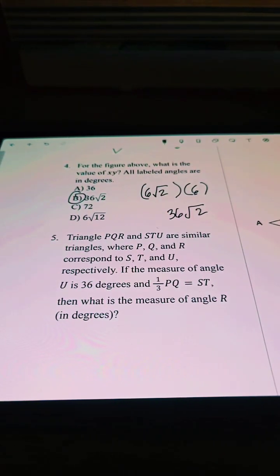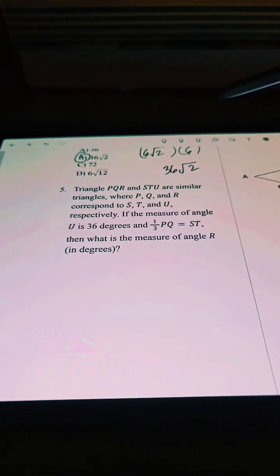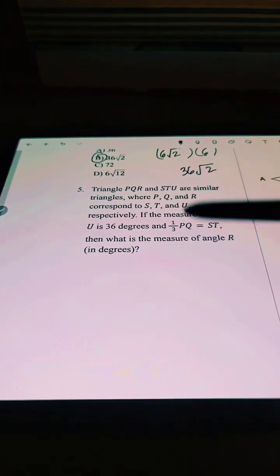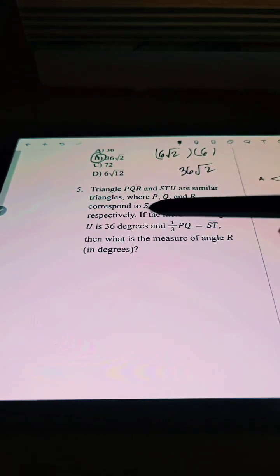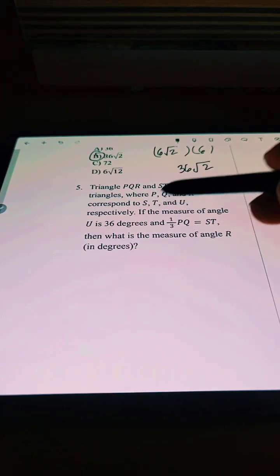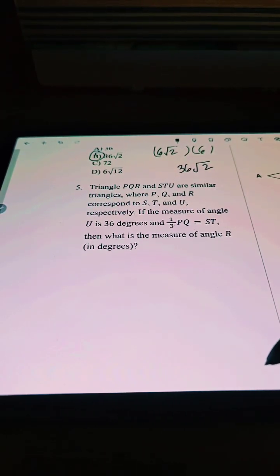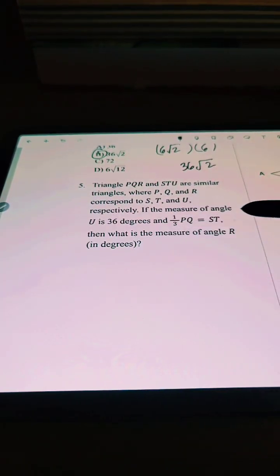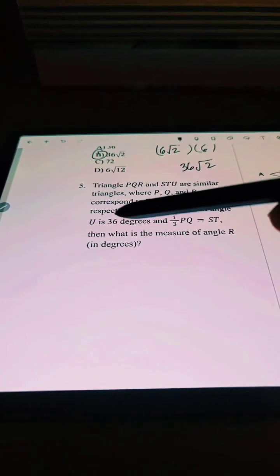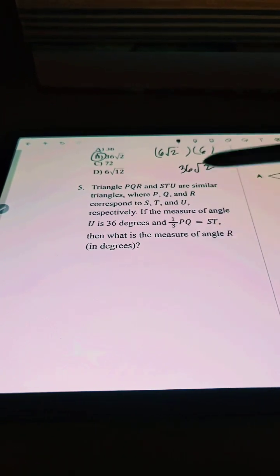So let's go to number 5. So for number 5, it says triangle PQR and STU are similar triangles where PQR corresponds to STU respectively. So like P matches with S, Q matches with T, and R matches with U. So if the measure of angle U is 36 degrees and 1/3 PQ equals ST, then what is the measure of angle R in degrees?